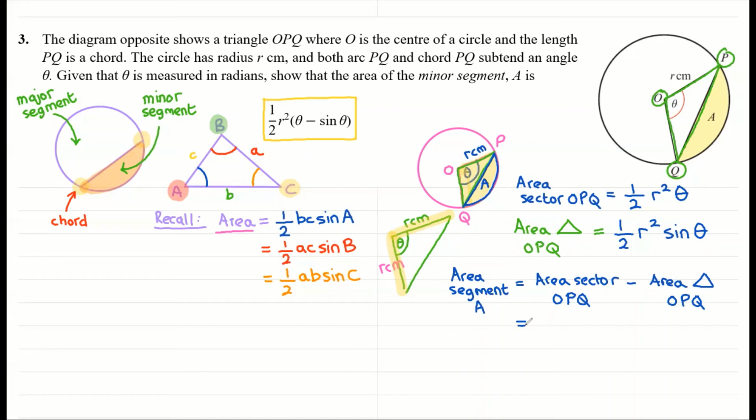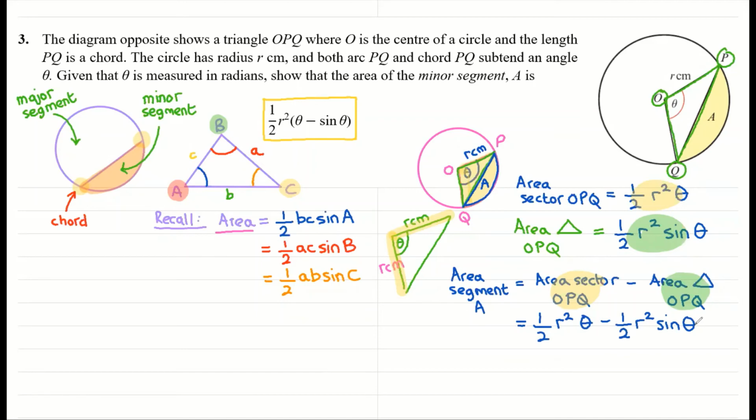All right, so let's sub in what we've found. Now, remember, we've just worked these things out. So I know that the area of my sector OPQ is this. And the area of my triangle OPQ is all this. Okay, so I just subtract them. Now let's see what we get. I hope that makes sense. So this is going to be a half r squared theta subtract 1/2 r squared sine theta. They're very similar, aren't they?